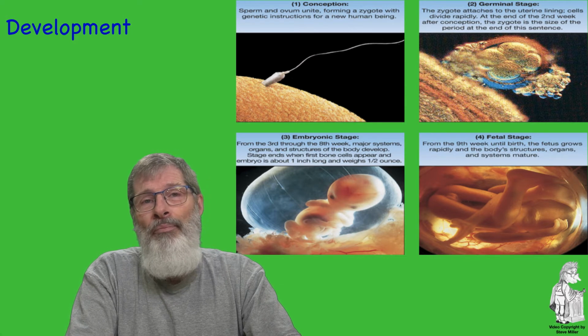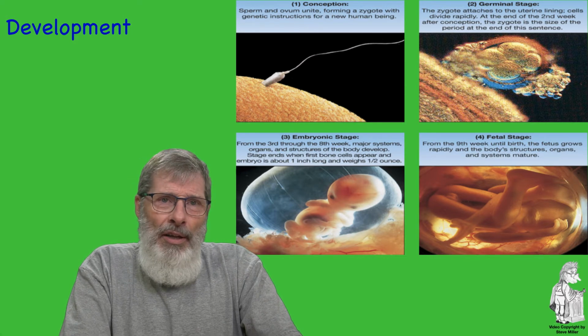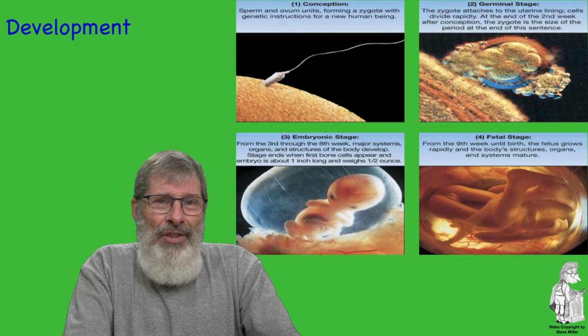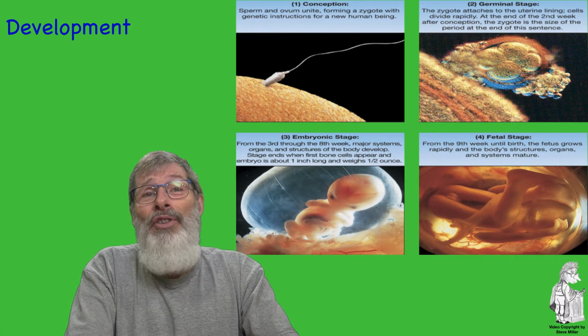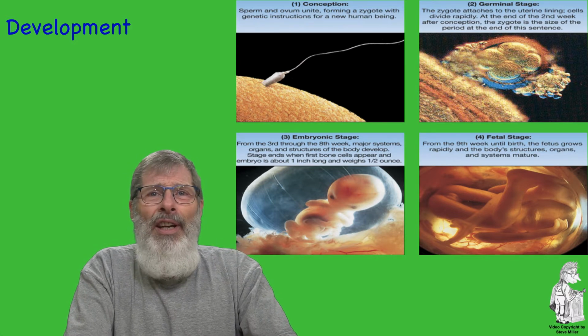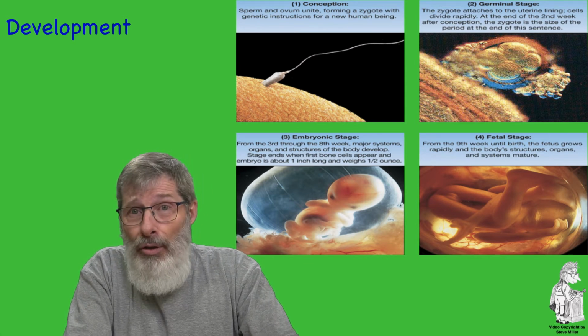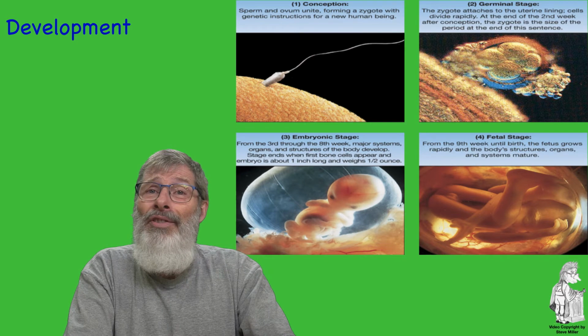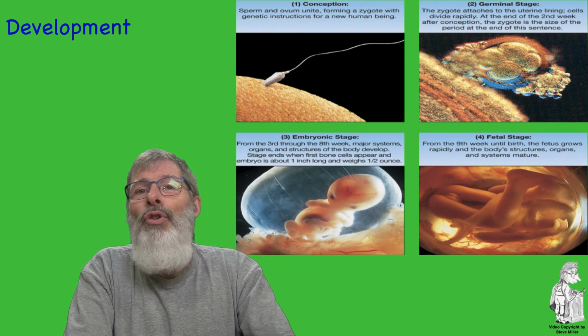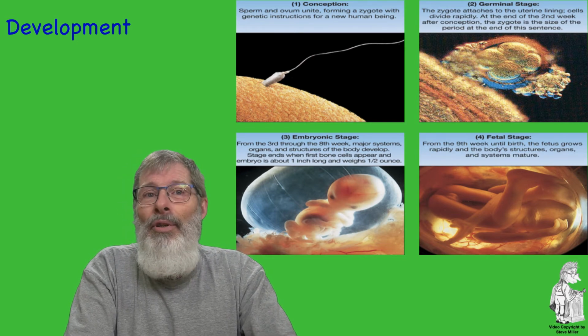Now, the amniotic sac: the embryo is suspended within this protective sac. It helps protect as well as maintain an even temperature. The umbilical cord connects the embryo to the placenta, and the exchange of nutrients and wastes happens here.